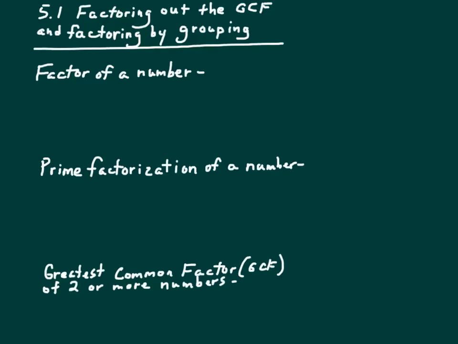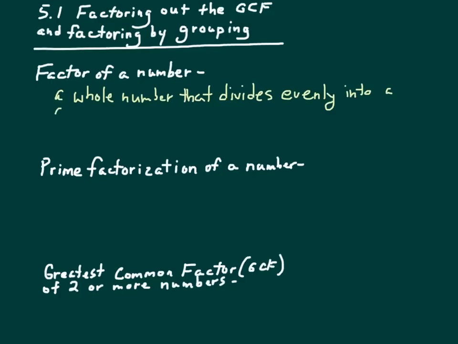But let's just start with what a factor of a number is. A factor of a number is a whole number that divides evenly into another given whole number. And remember, divides evenly means it divides without remainder. So a factor of a number is a whole number that divides evenly into a given whole number.